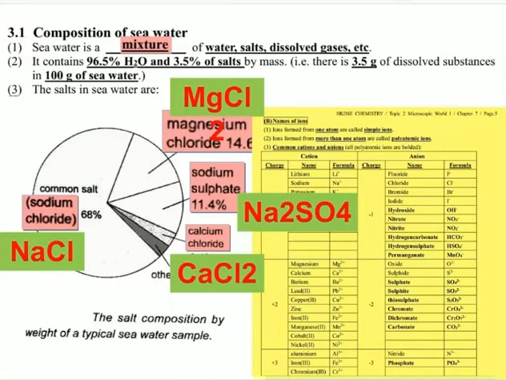Firstly, the composition of seawater. So seawater is a mixture of water, salt, and dissolved gases. So it contains 96.5% H2O and then 3.5% of salt.